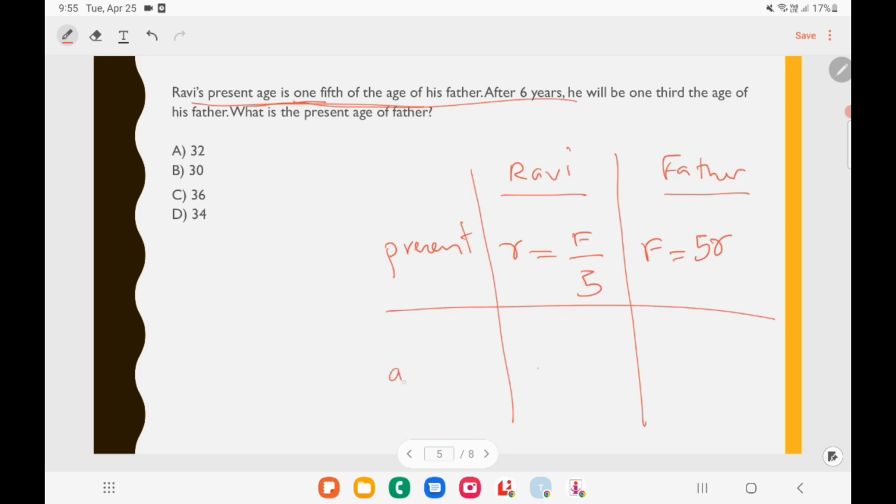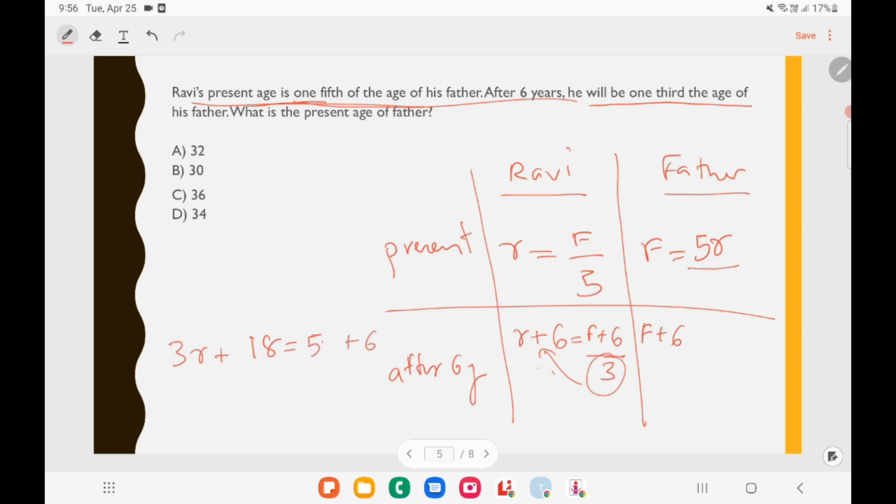Now let's see what happens after 6 years. After 6 years, Ravi's age will become R plus 6 and father's age will become F plus 6. It is said that after 6 years, he will be 1/3 the age of his father. So his father's age then is F plus 6, and he will be 1/3 of that. Now just multiply by 3. You will get 3R plus 18 is equal to F plus 6. And F is 5R, so substitute it as 5R. You will get 2R is equal to 12, or R is equal to 6. So the present age of Ravi is 6. That means the father's present age will be 5 into 6, which is 30. So the answer is option B, 30.